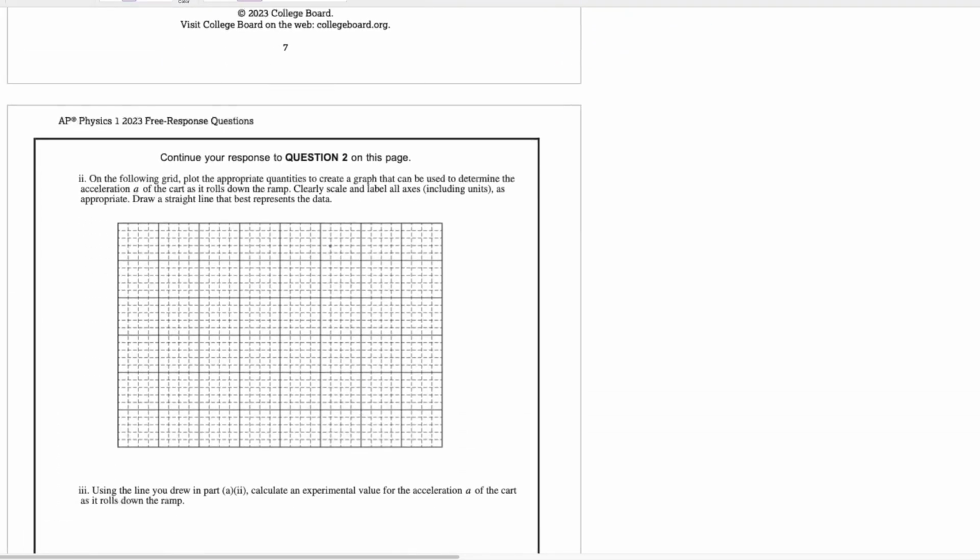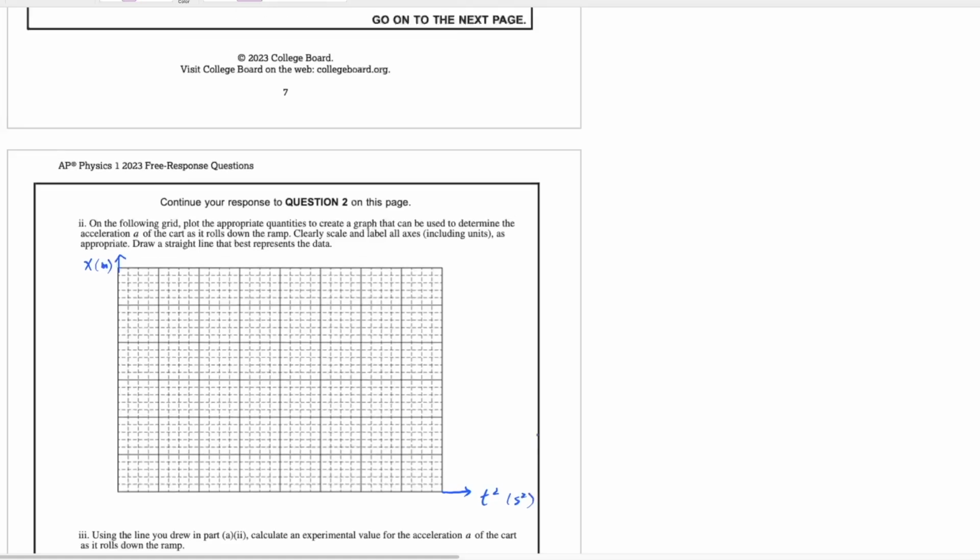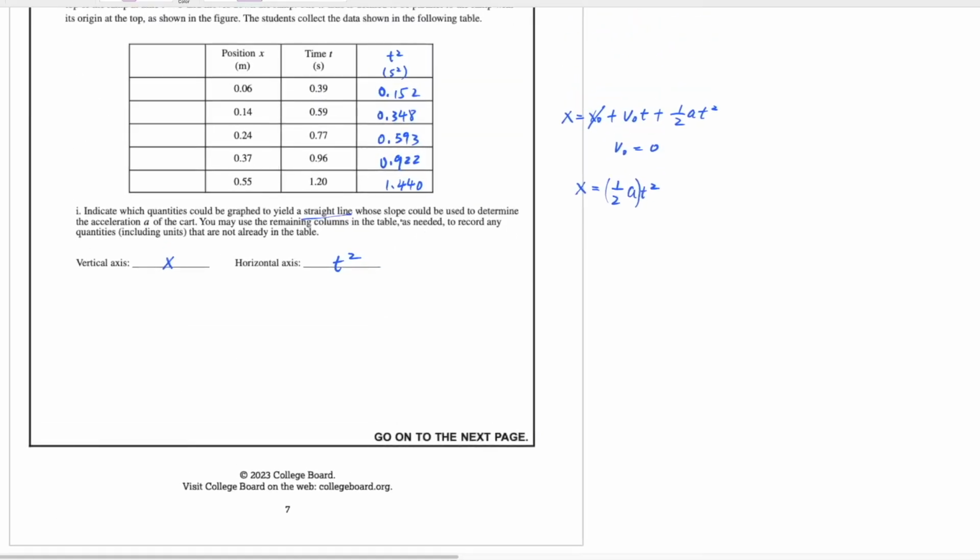On the following grid, plot the appropriate quantity to create a graph that can be used to determine the acceleration. So we're going to plot the data and get the best fit line. For the vertical axis, we need to get the position, which is in meters. Horizontal axis, that's t squared, which is in seconds squared. And from our data, the position is from 0 to 0.55.